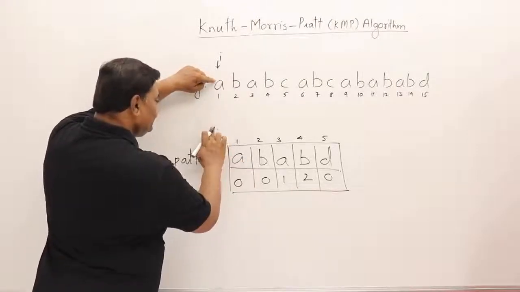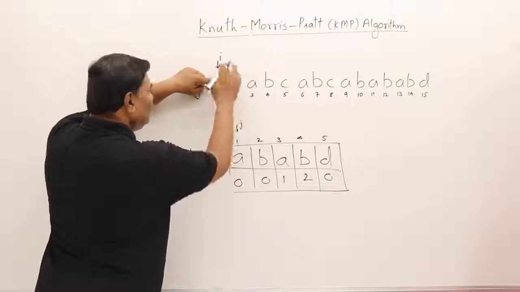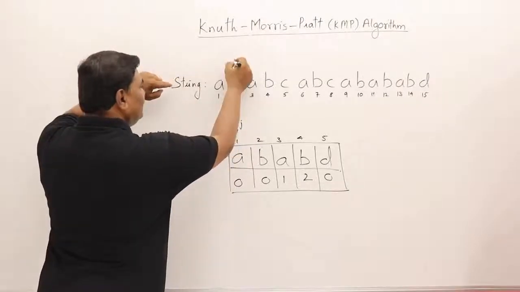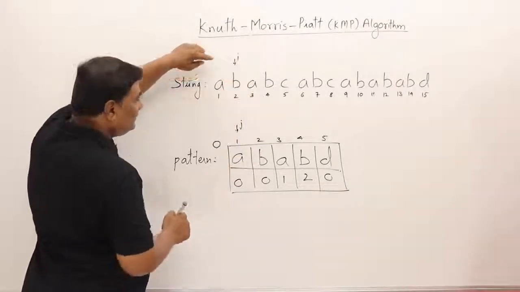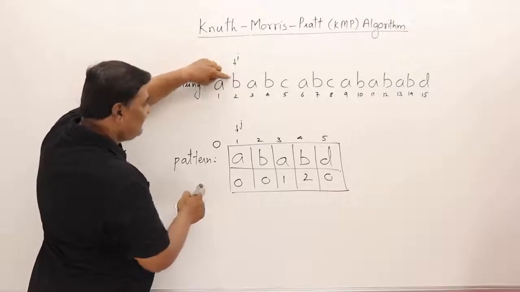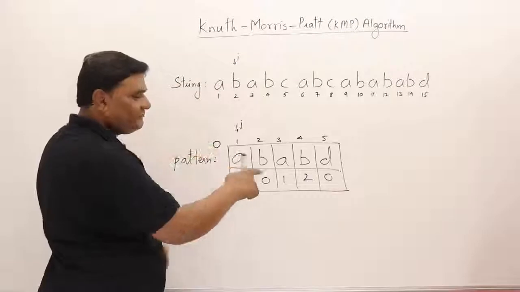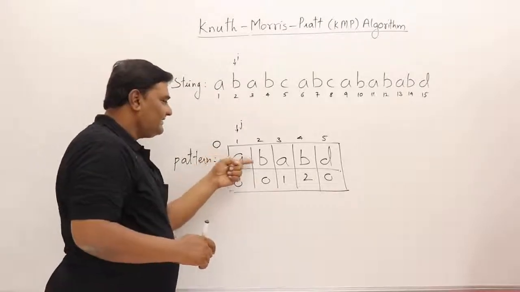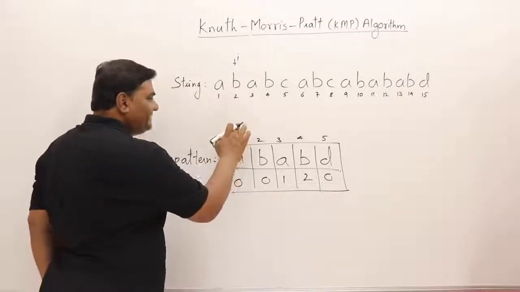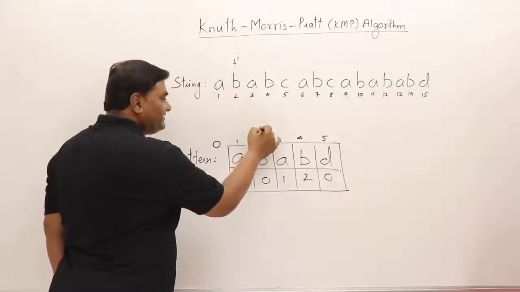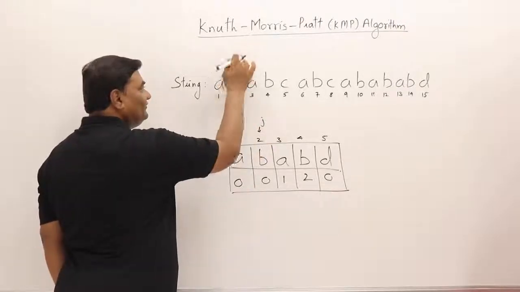If they match, then move J as well as I. Now again compare string of I with the pattern of J plus 1, this alphabet. So wherever J is pointing, you try to check the next alphabet. Thus B is matching here. So take J on the next and I also on the next.